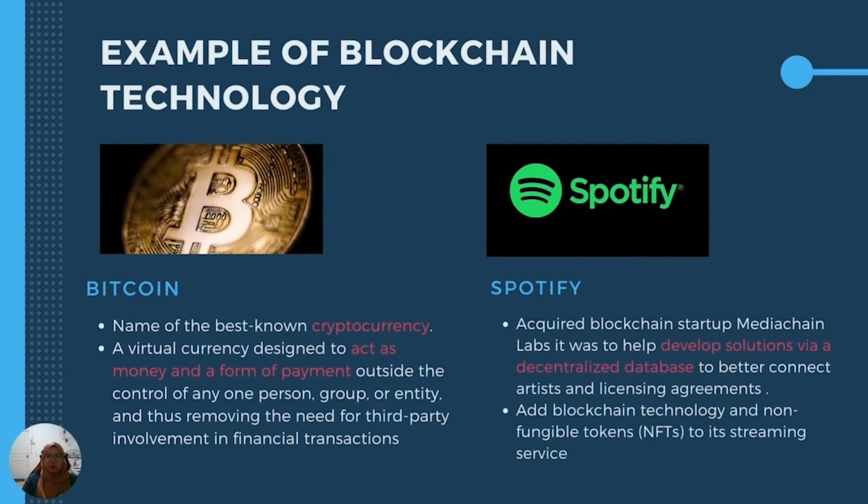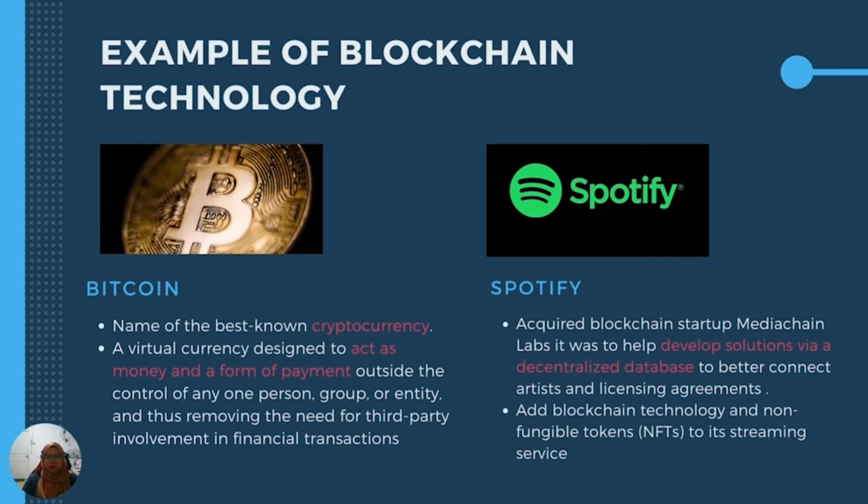First is Bitcoin. Bitcoin is a popular example of blockchain. Bitcoin is a virtual currency designed to act as money and a form of payment outside the control of any one person, group, or entity, and thus removing the need for third-party involvement in financial transactions. Unlike fiat currency, Bitcoin is created, distributed, traded, and stored using a decentralized ledger system known as a blockchain. Many developed countries allow Bitcoin to be used, such as the US, Canada, and UK.